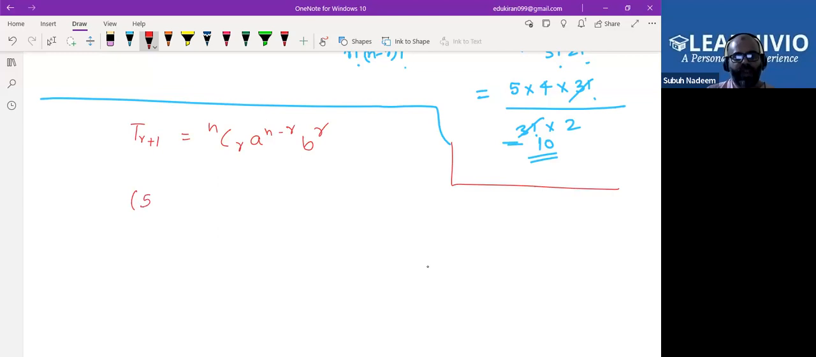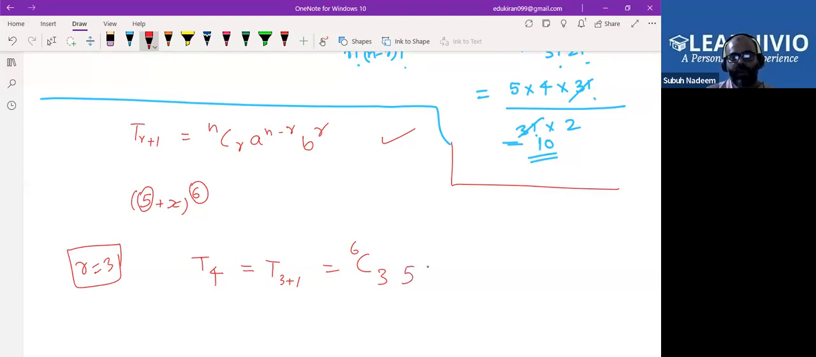Like if it is given (5 plus x) to the power 6, and it is asked what is the fourth term, instead of expanding this, we can use this general term formula. The fourth term is actually the (3 plus 1)th term, so here r is equal to 3, as 4 is 3 plus 1. So we apply it here: nCr, n is 6, r is 3, and a is 5 to the power n minus r, that is 6 minus 3, and then b is x to the power r, that is 3. So this is 6C3, 5 to the power 3, x to the power 3. This is how you can write it.